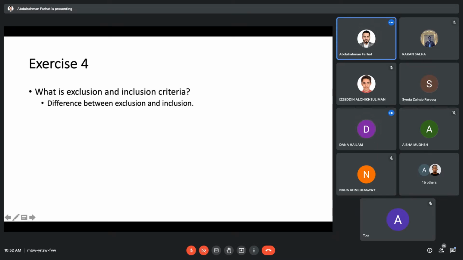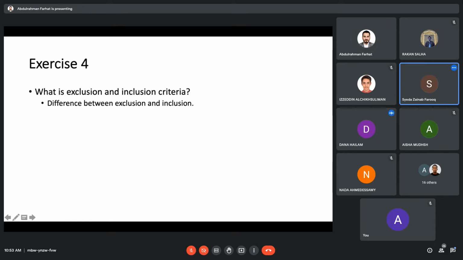Exactly. So it's a set of criteria that the researchers implement to know who's going to join and who's not. For example, I want to conduct a study, and in that study I want only people above 18 years to be included. So one of my inclusion criteria is what? That you should be above 18 years. Yeah. Good. That's one thing.